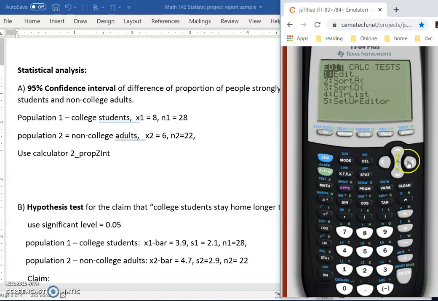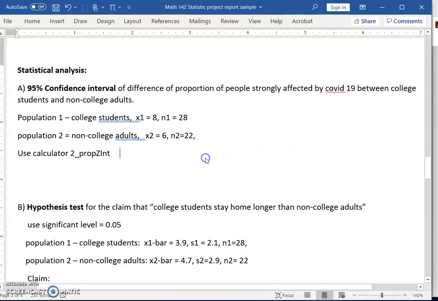So do stat, test, two-proportion Z interval. x1 is 8, n1 is 28, x2 is 6, and n2 is 22. And then my C-level is 95%. So the lower limit is negative 0.237, the upper limit is 0.263. So that's what I'm going to write down.